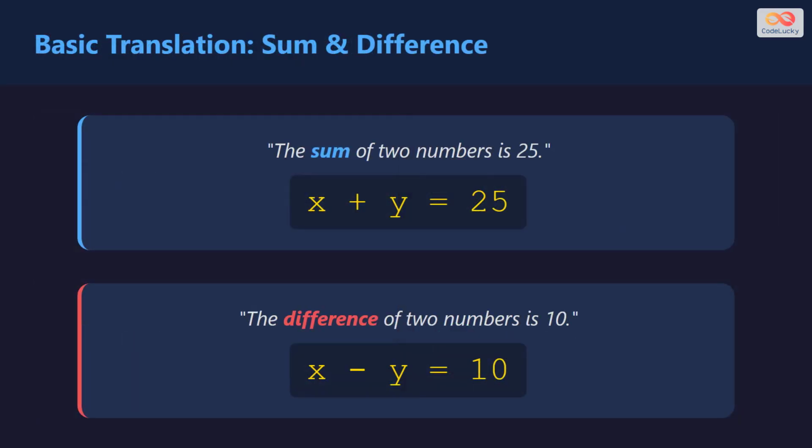Let's look at the most common translations. If a problem says the sum of two numbers is 25, you write x plus y equals 25. If it says the difference of two numbers is 10, you write x minus y equals 10. These direct translations form the backbone of many systems.